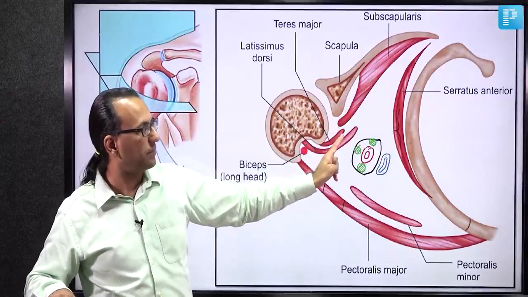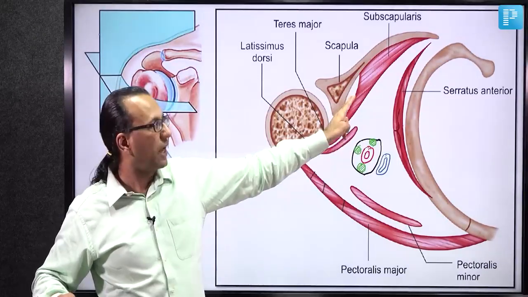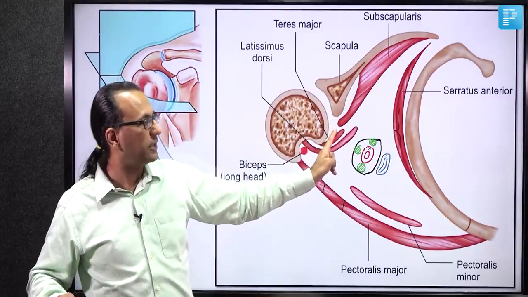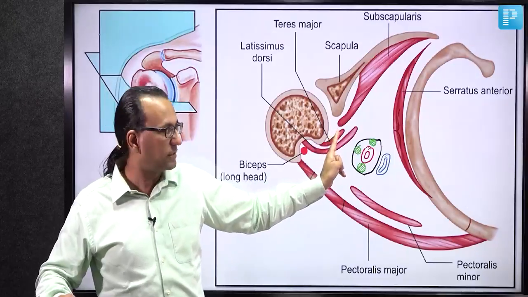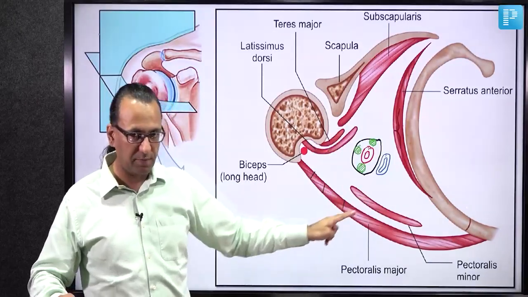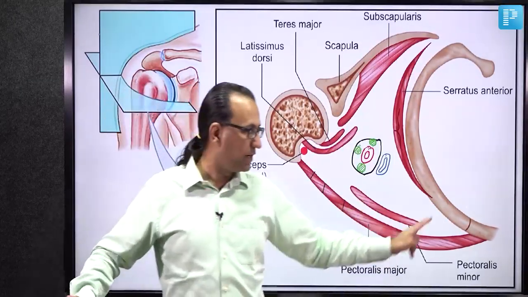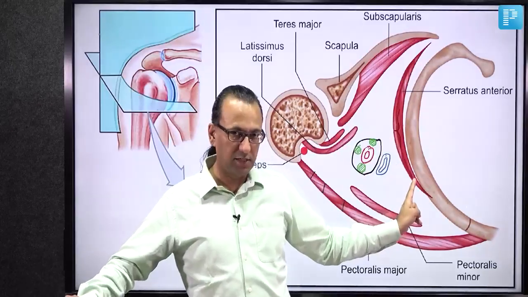These three muscles form the posterior wall of the axilla: subscapularis, latissimus dorsi, and teres major. Two muscles form the anterior wall of the axilla, pectoralis major and minor, and one muscle forms the medial wall of the axilla, which is the serratus anterior muscle.